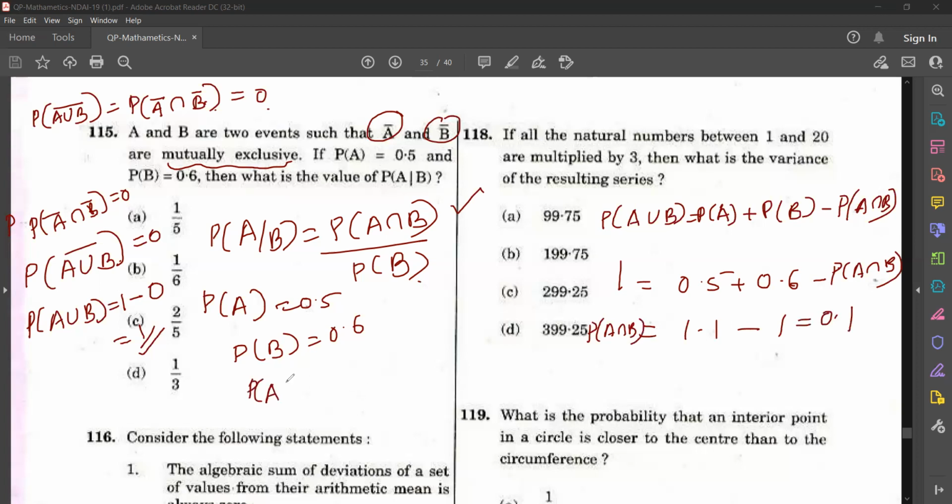So what is P of A given B? P of A given B is P of A intersection B, 0.1, divided by P of B. P of B is 0.6. So that is 1 by 6.